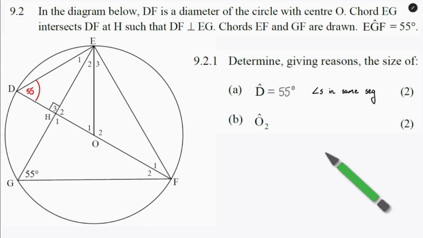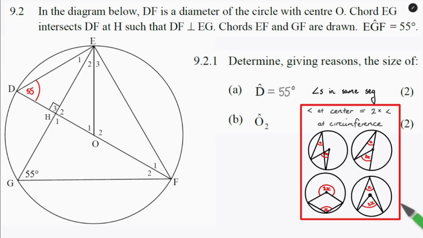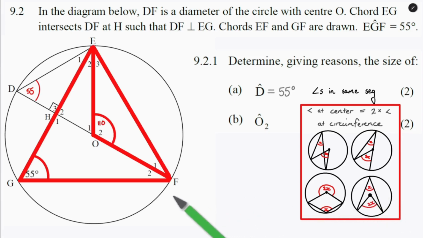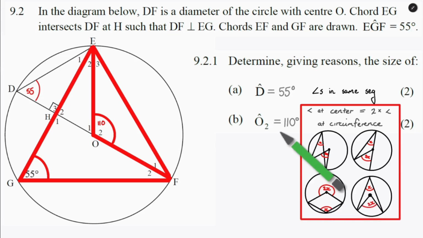Next up, we have to find O2, and O2 is at the center of the circle. So we're going to use our theorem with the center: angle at center equals 2 times angle at circumference. And it could look like one of 4 things. In our case over here, we're getting this arrow shape, as we can see if we highlight those. So the angle at the center is going to be 2 times the size of the angle at the circumference. So double the size of 55 will give you 110 degrees for O2. And this is just your reason: angle at center equals 2 times the angle at circumference.